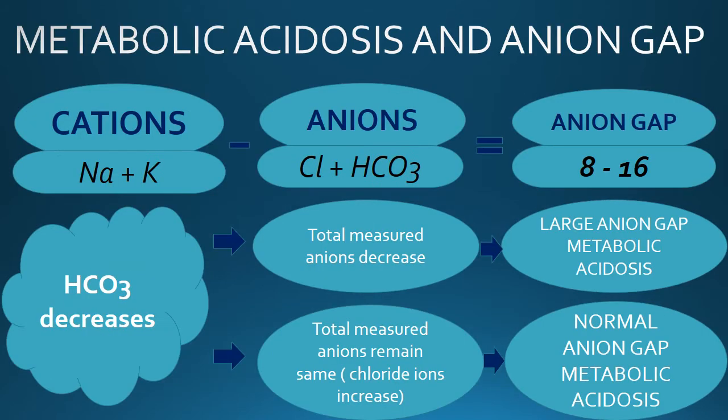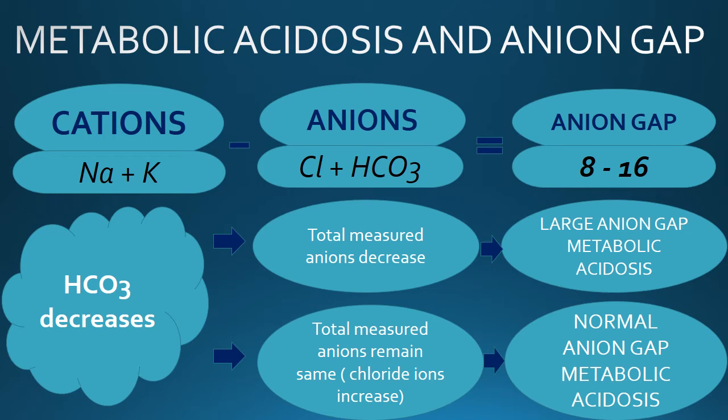Now moving forward, when a patient has metabolic acidosis, what we are implying is that the patient has acidosis, so pH is less than 7.36. Since it is metabolic acidosis, the bicarbonate concentration in that patient's body must be less than 22 millimoles per liter. When the bicarbonate has decreased in our body, the measured anions should also decrease, and apparently the anion gap should increase to more than 16. That is what we call large anion gap metabolic acidosis, and this is what happens in most types of metabolic acidosis.